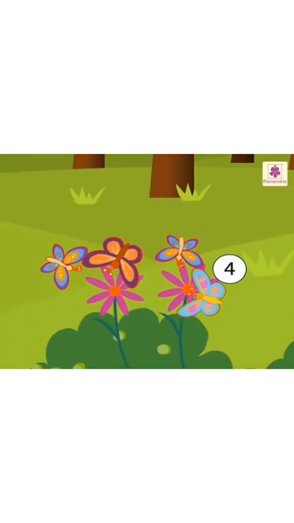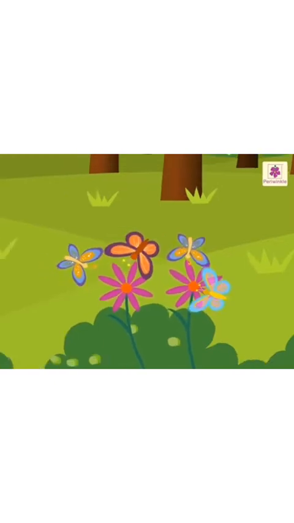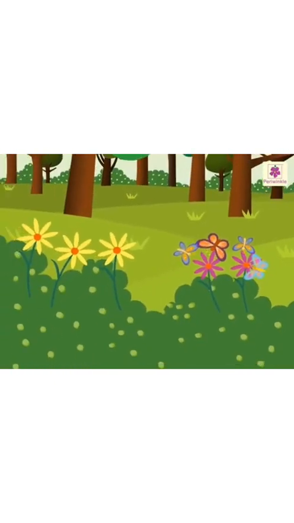There are 4 butterflies on the pink flowers. There are 0 butterflies on the yellow flowers. So, what did you learn? 0 means no objects. So now kids, we are going to read number 0 from our picture book.